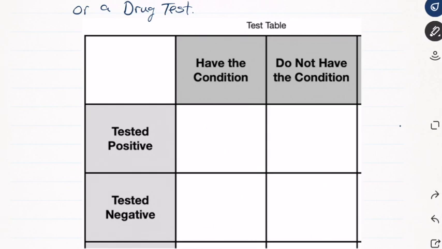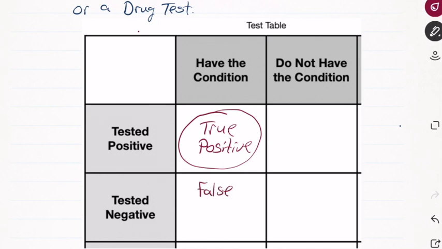So if you're in this location, a number in this location, you are a person that has tested positive when you actually have the condition. So this is known as a true positive. The test did exactly what it should have done. It caught the person that had the virus or did drugs. All right, we have down here tested negative, but they have the condition. So this would be a false negative.